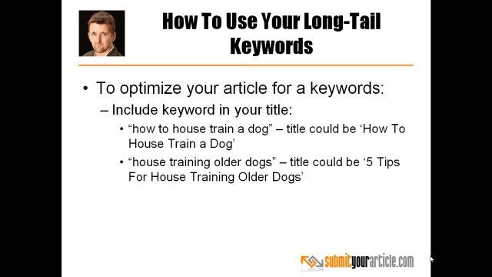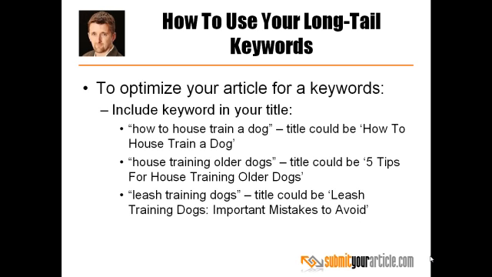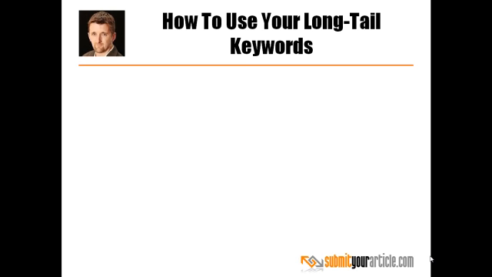If your keyword is house training older dogs, you could have the title 5 tips for house training older dogs, or perhaps even better, house training older dogs, colon, 5 tips. And that way your keyword is appearing right at the very beginning of the title, which is what you're looking for. And as a final example, if your keyword is leash training dogs, your title could be leash training dogs, important mistakes to avoid. Hopefully you get the idea from these examples.